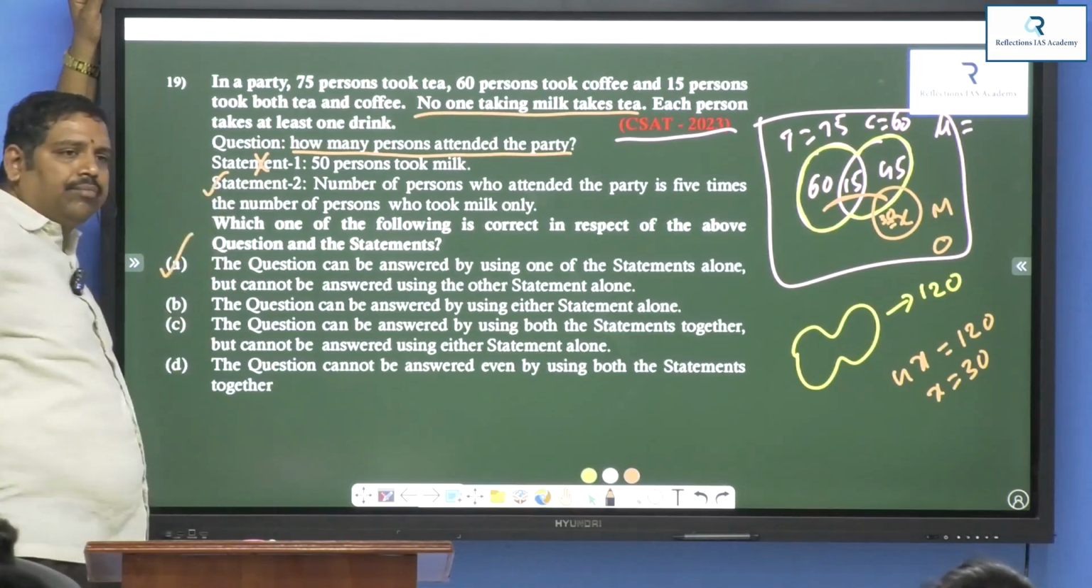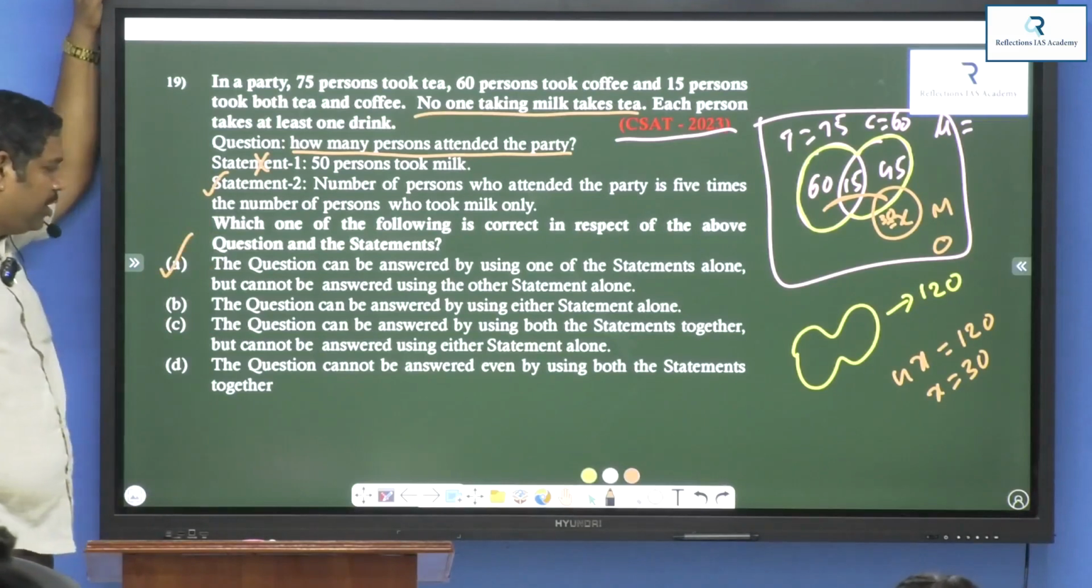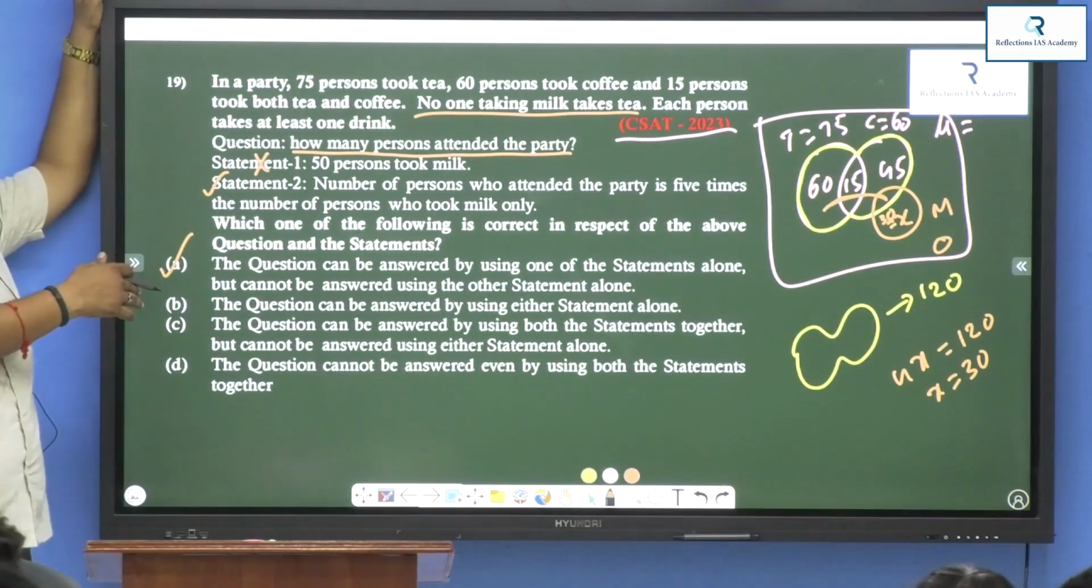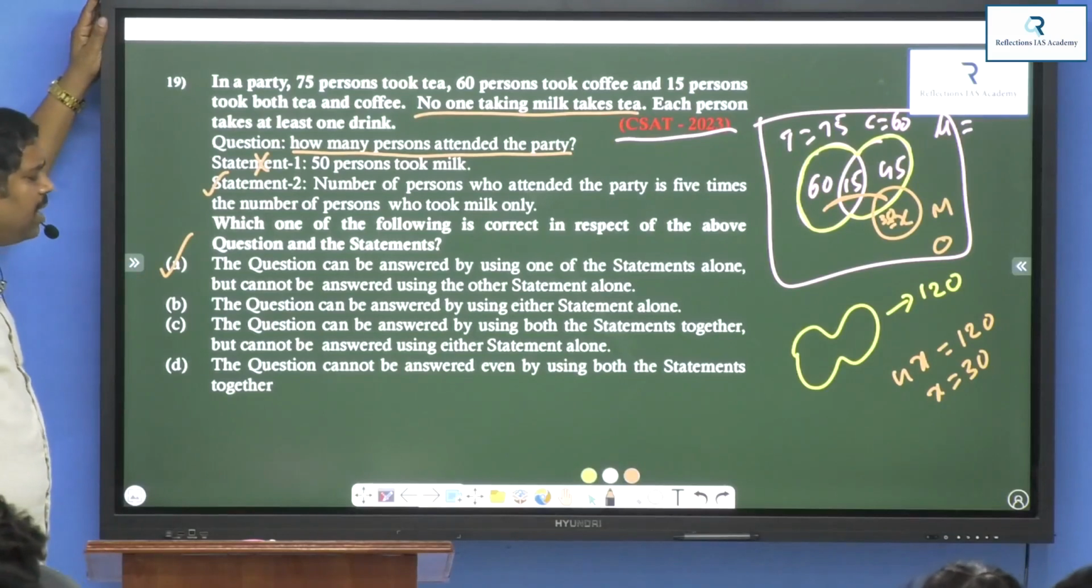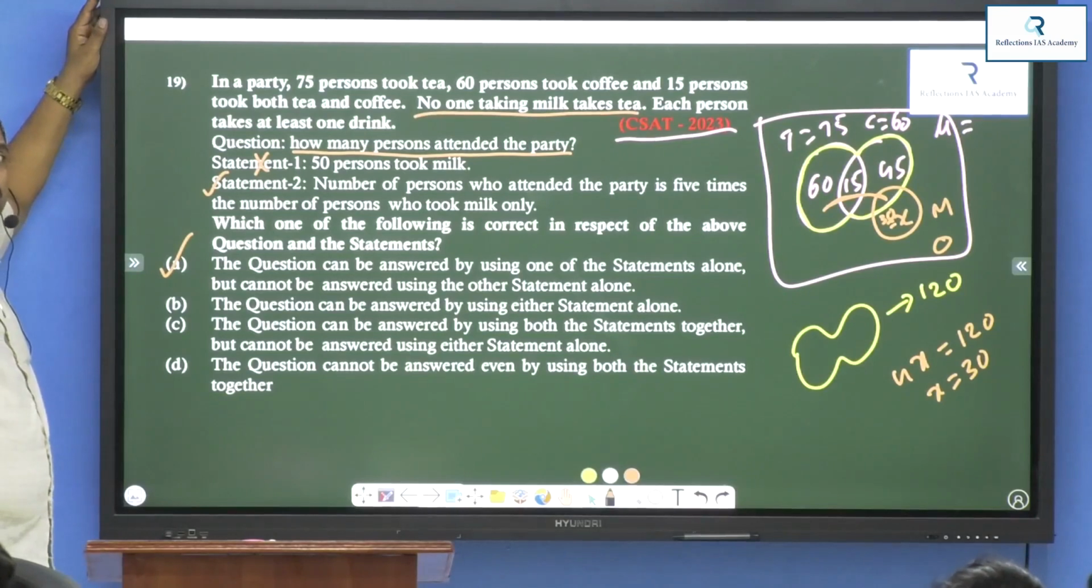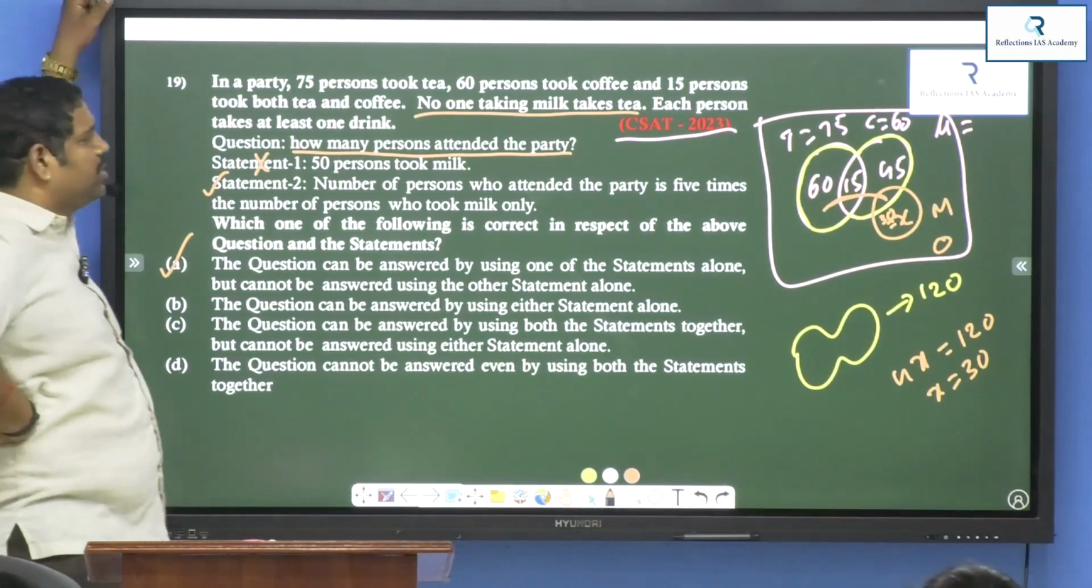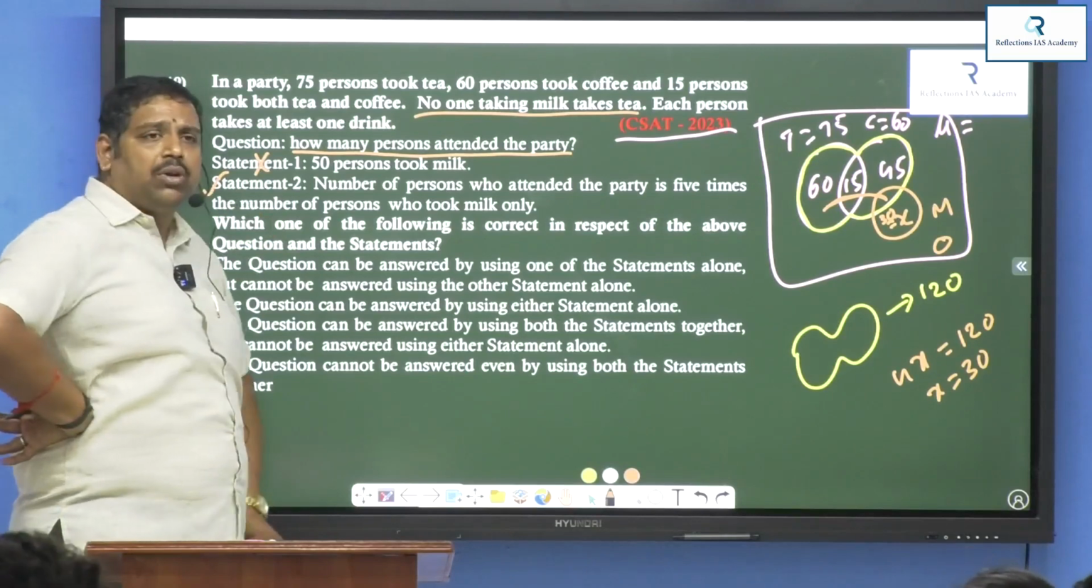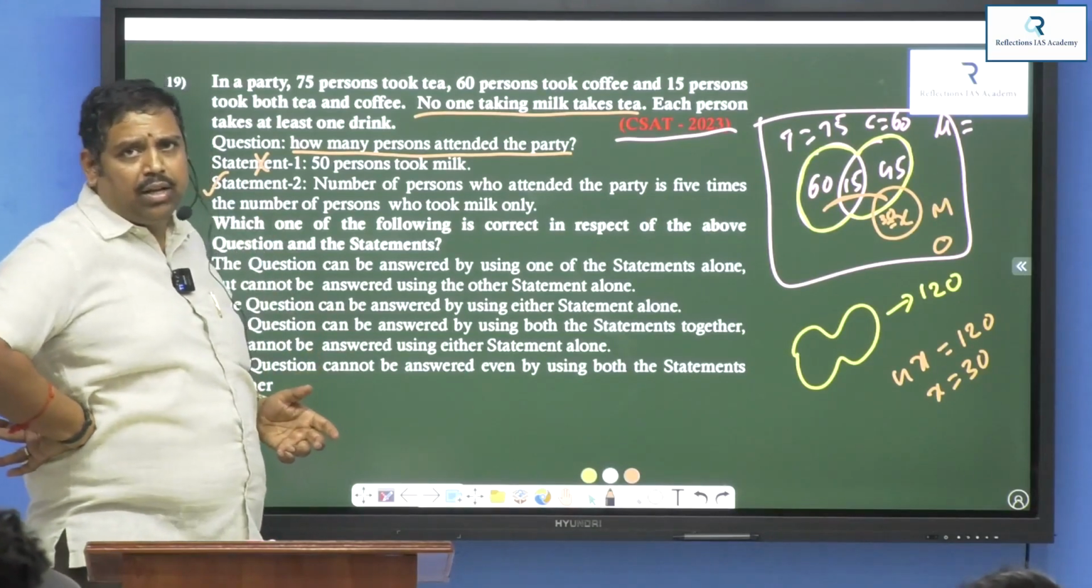The answer is A. What is the second one saying? Do you understand what is the first statement? First option? Okay. What is the second one? The question can be answered by using either statements alone. Either statements alone means either-or case: either statement S1 alone or statement S2 alone. Is it the case? See the third one. The question can be answered by using both the statements together, but cannot be answered using either statement alone. Is it the answer? No. The question cannot be answered even by using both the statements together. Hope you understand. Only the first option he has given in a beautiful manner. Okay. Can I go to the next question?